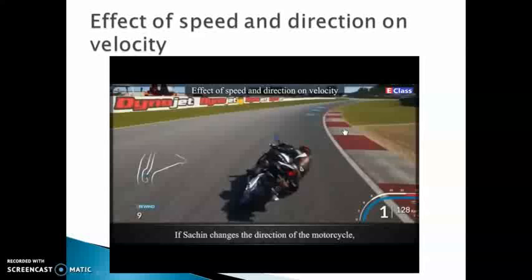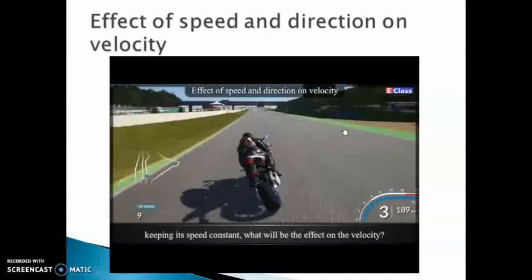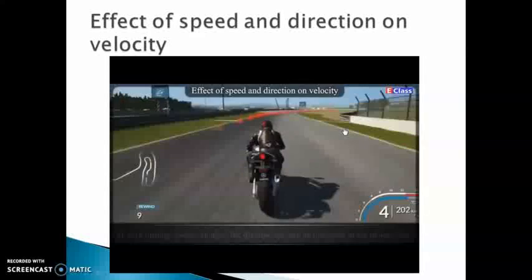If Sachin changes the direction of the motorcycle, keeping its speed constant, what will be the effect on the velocity? Now direction is changed, speed is constant. What will happen? Again the velocity will change. So in all the cases we can see that the velocity is changing.